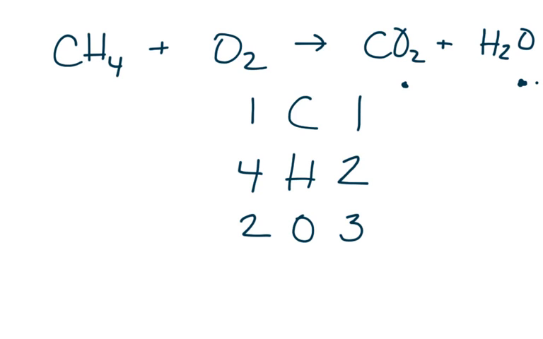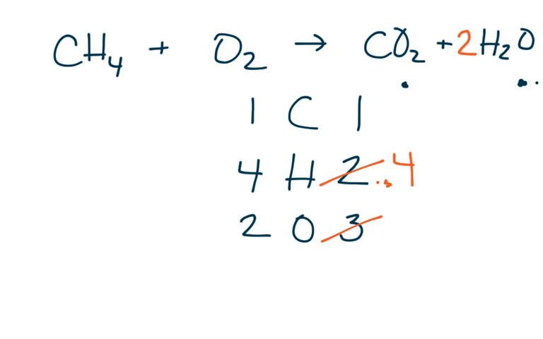You'll see why. Carbons are good. I ain't messing with them. So now we'll go down to hydrogen. Okay, I need more hydrogens on this side, so I'm going to add a coefficient of 2. How did I know that? Because I need 4 total hydrogens, and 2 times 2 gives me 4.